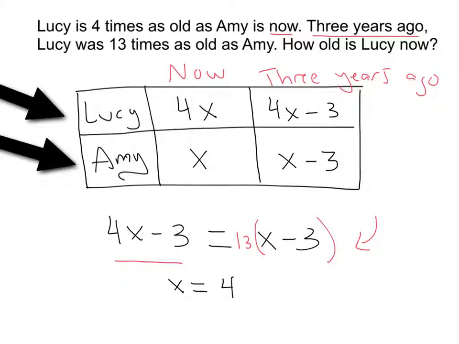All right, but now remember, x is equal to 4. That's saying how old Amy is. We want to know how old Lucy is. So we're going to take that x is equal to 4 and plug it back into Lucy's variable. So you're going to get 4 times 4, which is 16. So she is 16 years old.